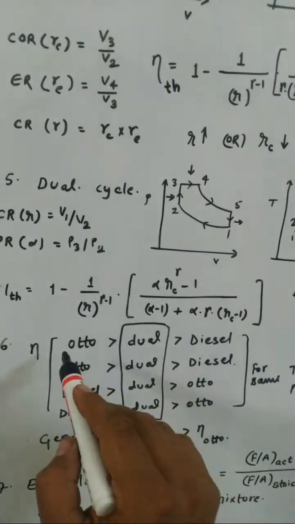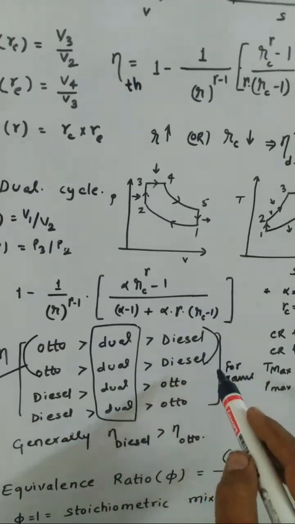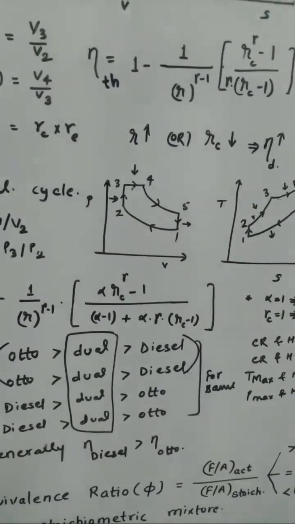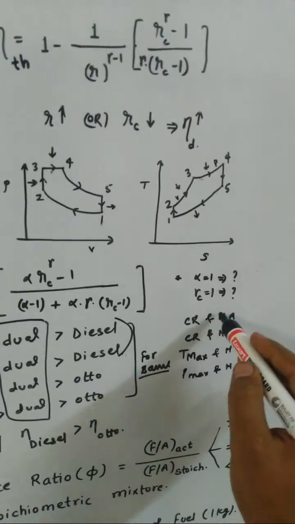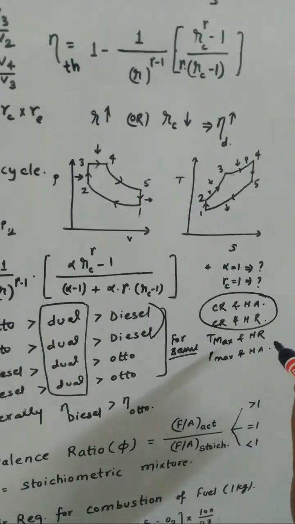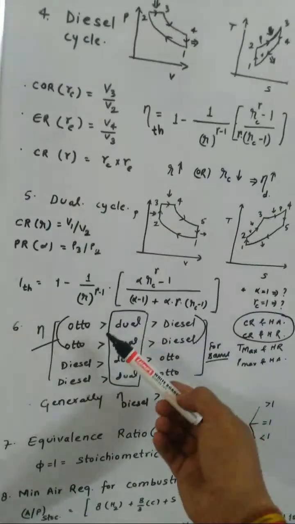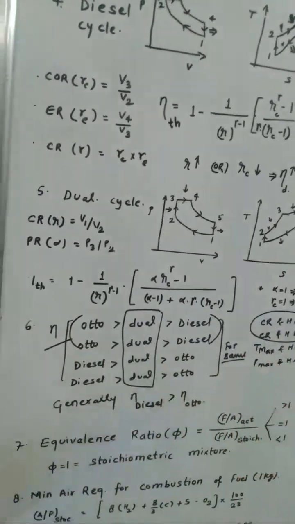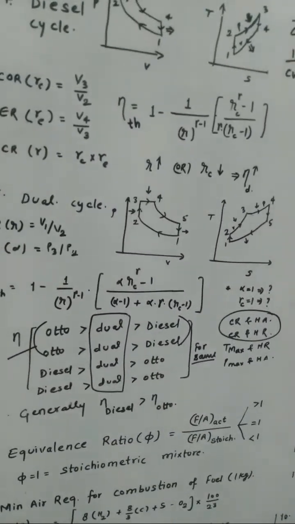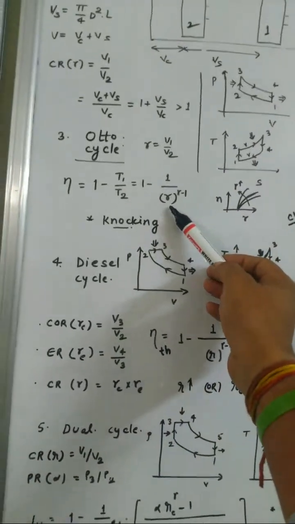Now, in two situations the efficiency of the Otto cycle will be more than the Diesel cycle. It is written for the same compression ratio, whether it is heat addition or heat rejection. If the compression ratio is the same, then the efficiency of the Otto cycle will be more than the Diesel cycle. Okay, this is always. But we saw that the efficiency of the Otto cycle was dependent on the compression ratio.